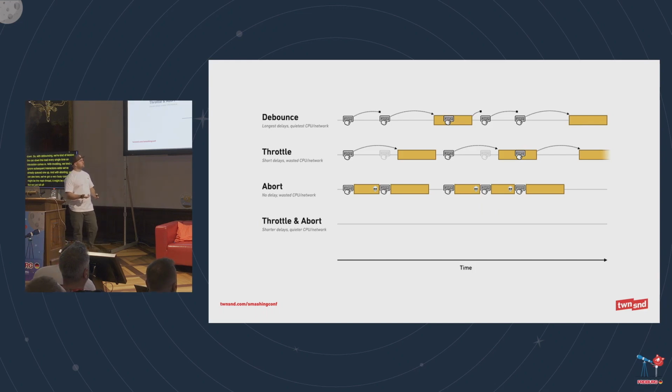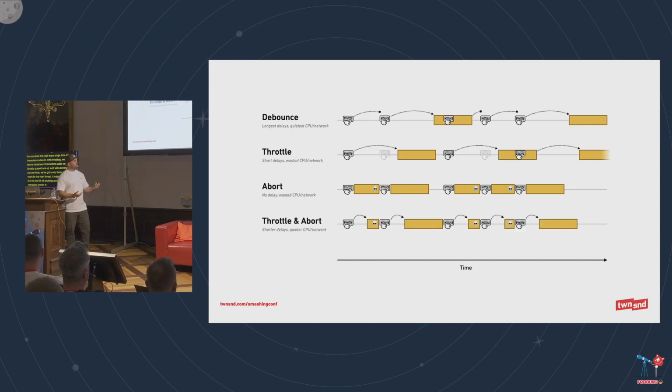And what you can actually do is combine these techniques together. So you can use throttle and abort, maybe with a short throttle window. So we reduce the amount that the device is having to do, but we are providing that feedback quickly, and then we're avoiding executing things once it's out of date.